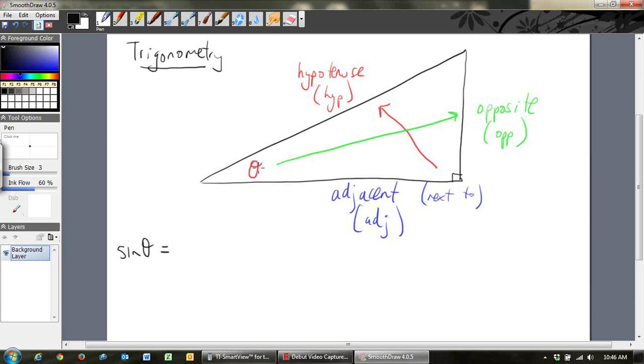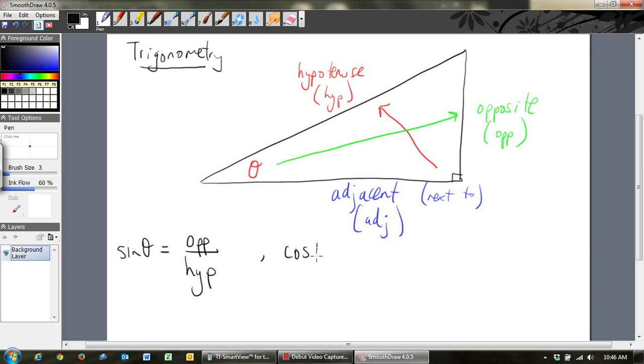And the sine theta is the ratio between the opposite side and the hypotenuse side. So if I get the length of the opposite side and divide that by the length of the hypotenuse side, for any triangle you'll always get the same ratio for that particular angle. Okay, so that's the first one.